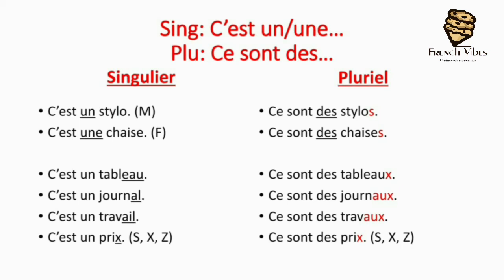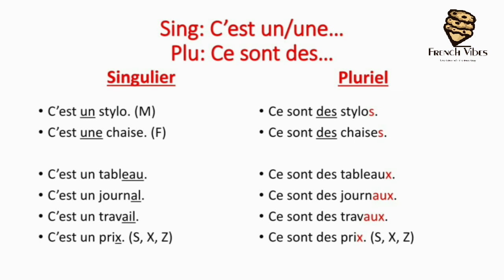Now let's see some exceptional forms. For example, c'est un tableau. C'est un tableau means it is a board or a painting. Now the term tableau ends with eau, right? So whenever a term ends with three vowels or two vowels back to back, then instead of adding an extra s to the plural form, we add an extra x. So it will become ce sont des tableaux. Again, the pronunciation remains the same, but while writing, instead of an extra s, we add an extra x when we have to make it plural.